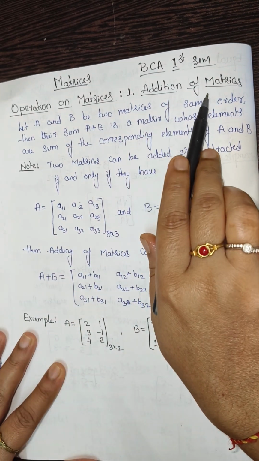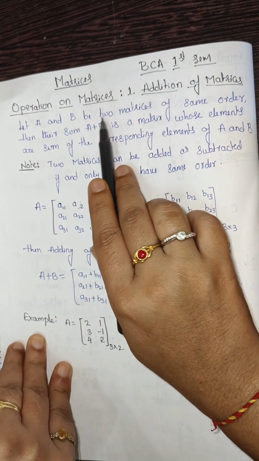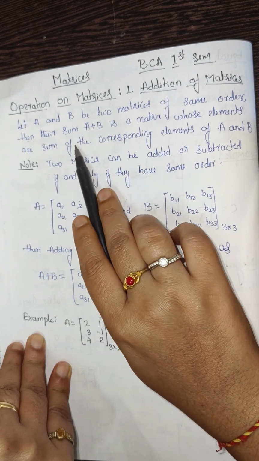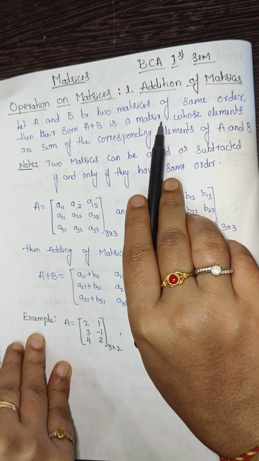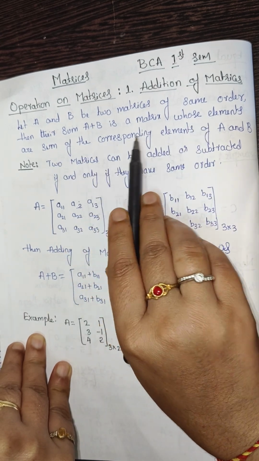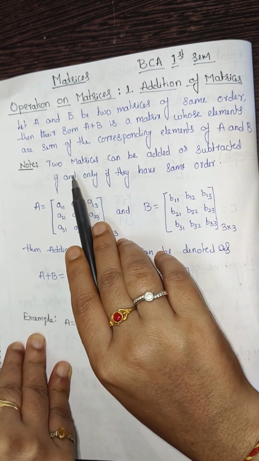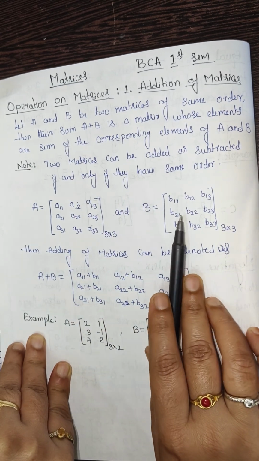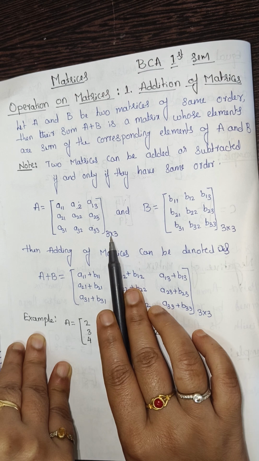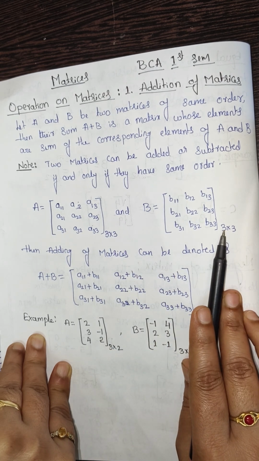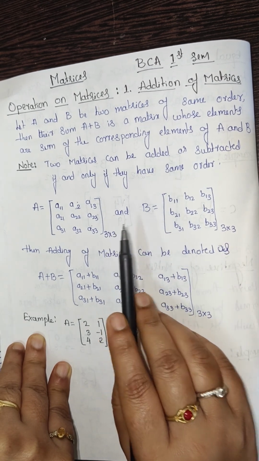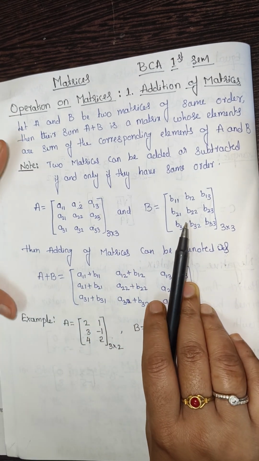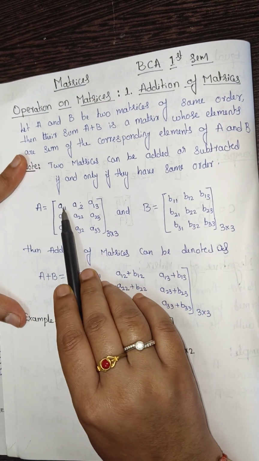First one is addition of matrices. Let A and B be any two matrices of the same order. It should be the same order. Then their sum A plus B is a matrix whose elements are the sum of corresponding elements of A and B. If A is 3 by 3, then B should also be 3 by 3. If A is a 2 by 3 matrix, then B should be a 2 by 3. Then only we can add both matrices. Otherwise it's not possible.